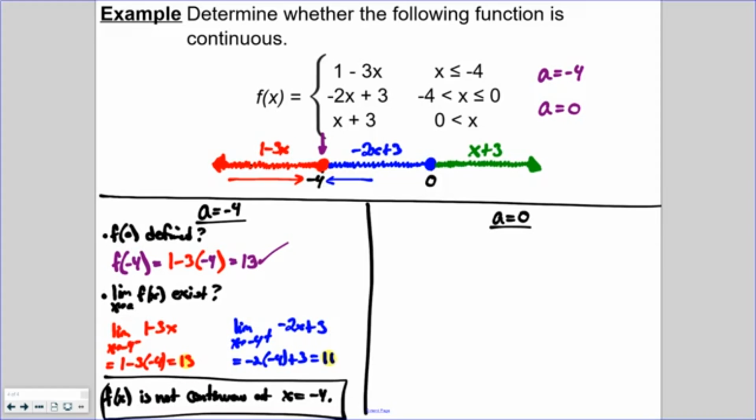All right, and then the three conditions for a equals 0. First off, is f of a defined? Let's check it out. In this case, our a is 0, so we are looking for f of 0. I need to figure out which piece has a domain that includes x equals 0, and from our graph we can see it's the blue one, negative 2x plus 3. So we'll have negative 2 times 0 plus 3, and that gives us an output of 3.